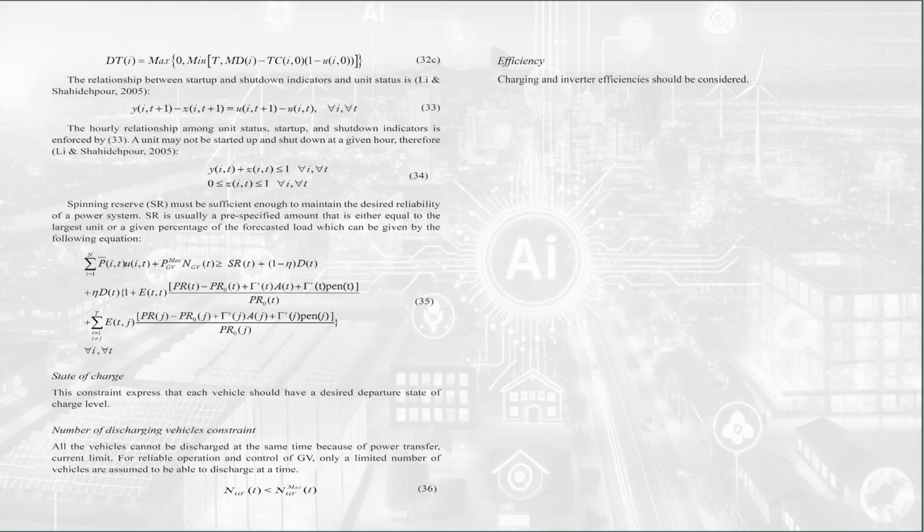Number of discharging vehicles constraint. Not all vehicles can be discharged at the same time due to power transfer and current limits. For reliable operation and control, only a limited number of vehicles can be unloaded at a time. Efficiency. Charging and inverter efficiency should be considered.